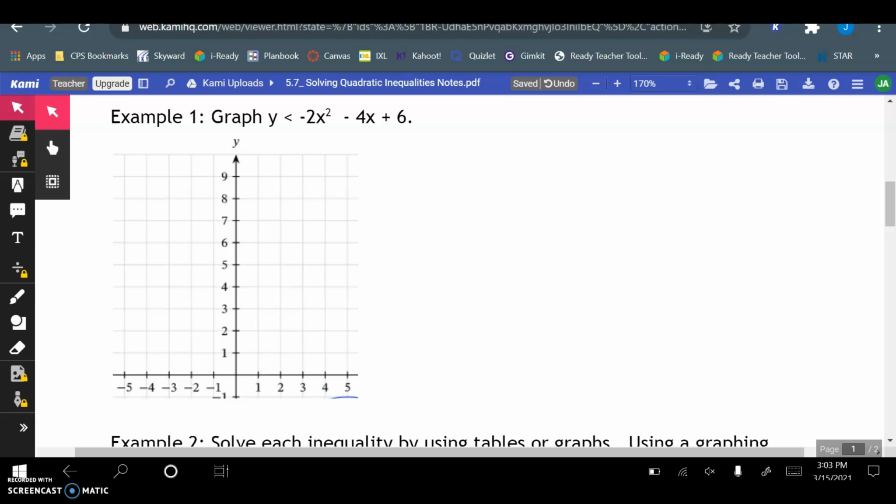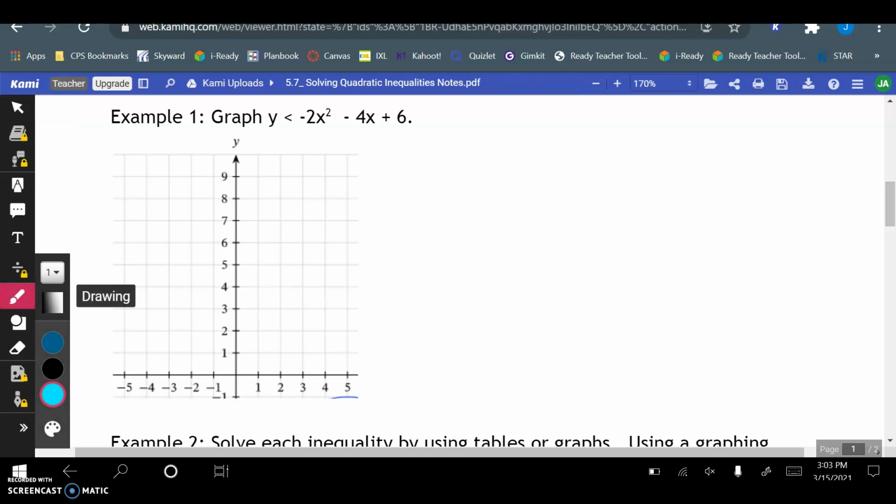So for example 1, we have to graph y is less than negative 2x squared minus 4x plus 6. We know that the c value is the y-intercept, so 6 is our y-intercept. Then we have to figure out negative b over 2a for our axis of symmetry. b is already negative 4, so that would become positive 4. And 2 times a is negative 4 in this case. So we have 4 over negative 4, which is negative 1.